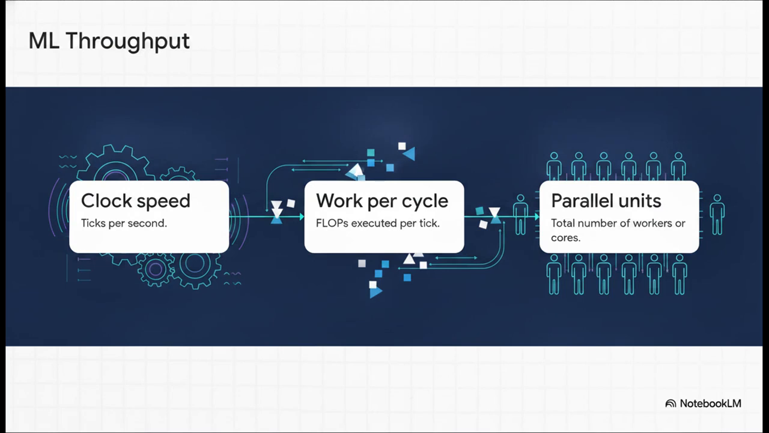It helps to think of your hardware like a giant factory. Your total machine learning throughput actually requires multiplying three things together. Step 1, the clock speed, so how fast the workers take a step. Step 2, the work done per cycle, like how many floating point operations happen per tick. And step 3, the total number of parallel units, or workers, you have running on the floor.